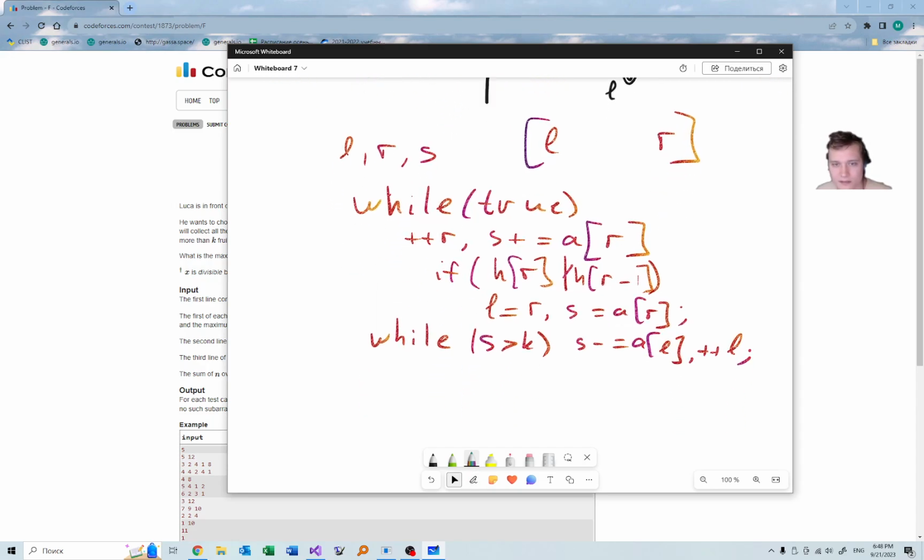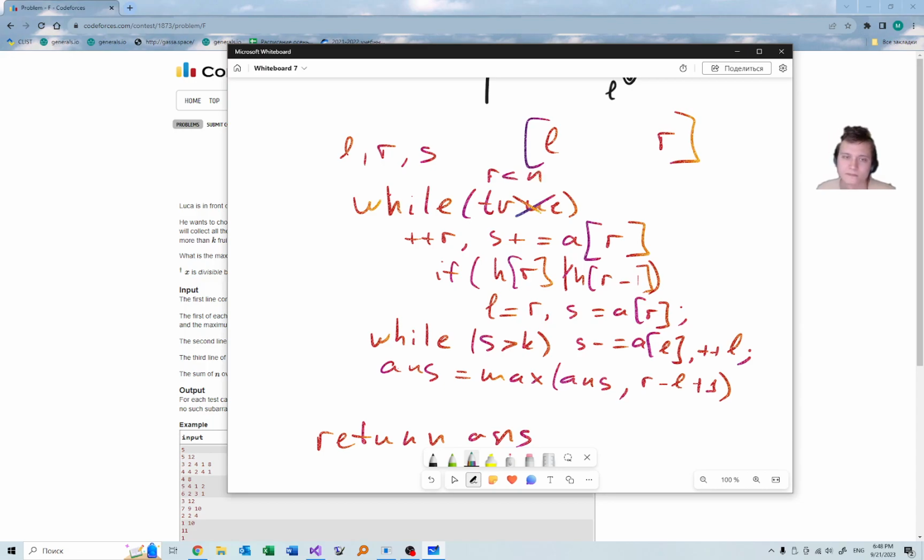And in the end, answer is maximum of answer and r minus l plus 1. Then return ans, and the cycle goes not while true, but while r is less than n minus 1. So this is the solution.